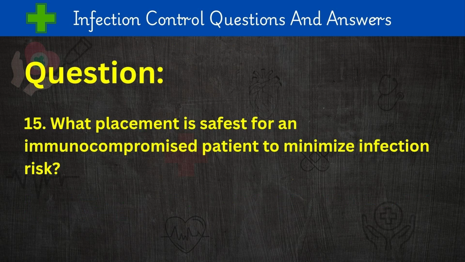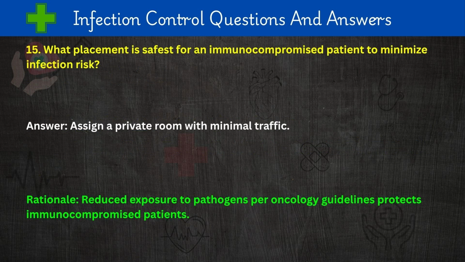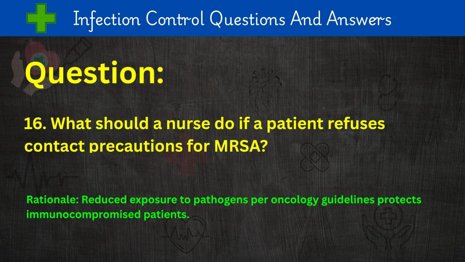15. What placement is safest for an immunocompromised patient to minimize infection risk? Answer: assign a private room with minimal traffic. Rationale: reduced exposure to pathogens per oncology guidelines protects immunocompromised patients.